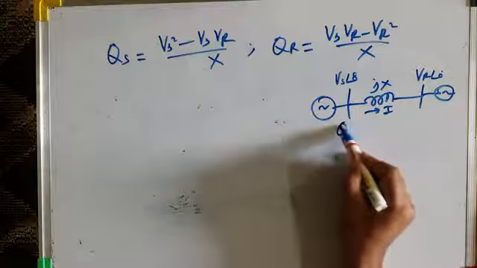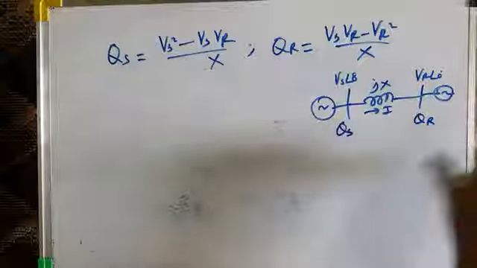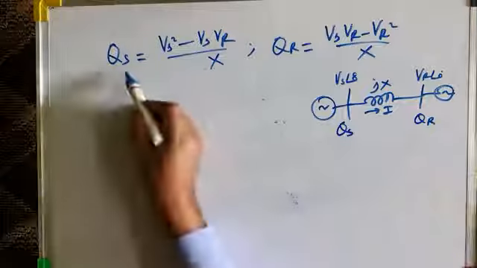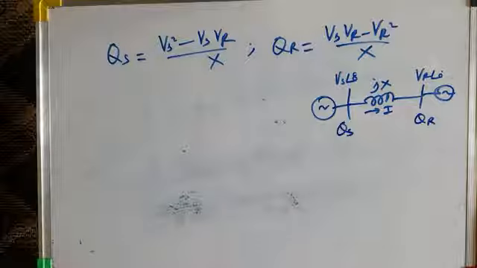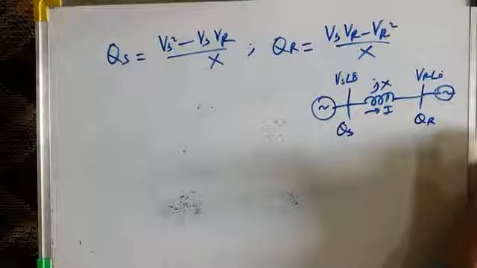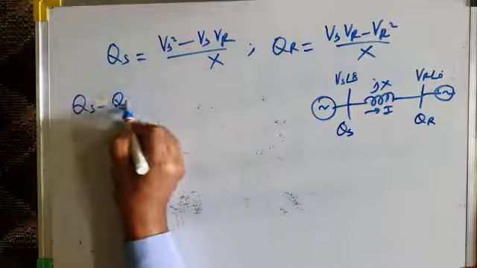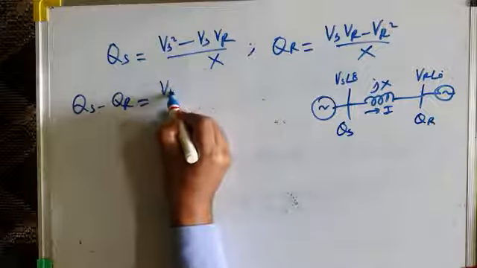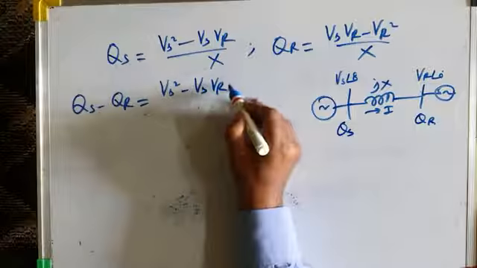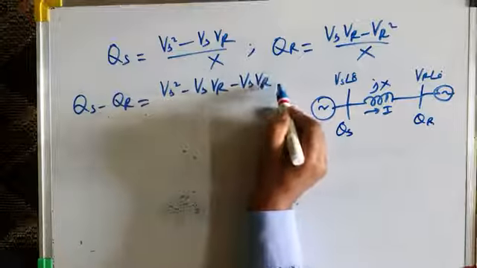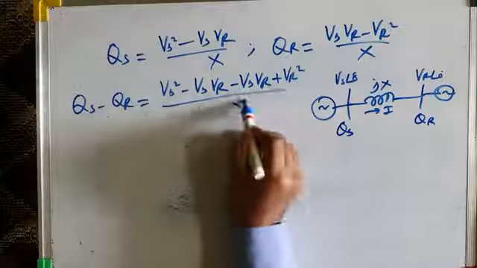There is a reactive power at the sending end, and there is a reactive power at the receiving end. Now if all the reactive power goes to the load, then Qs minus Qr will be 0, because all the reactive power is absorbed by the load. Let us see whether it is 0 or not. So Qs minus Qr is equal to, Qs is this, Vs square minus Vs Vr, minus Qr. Qr has this again, minus Vs Vr. Then minus into minus is plus Vr square by X.